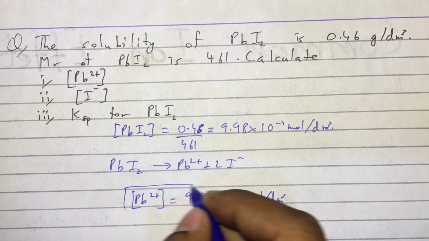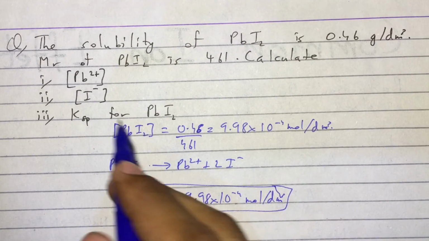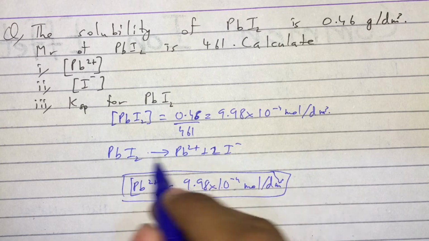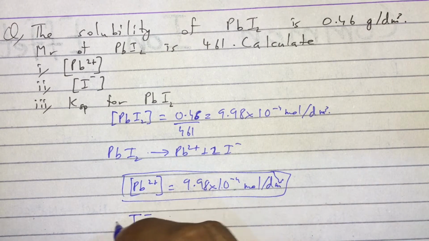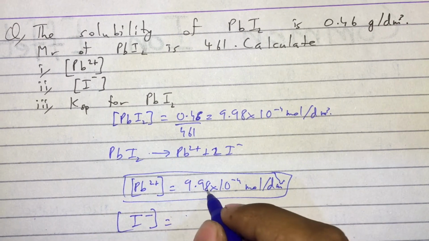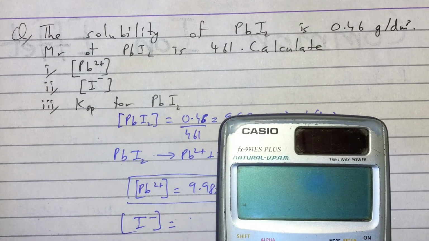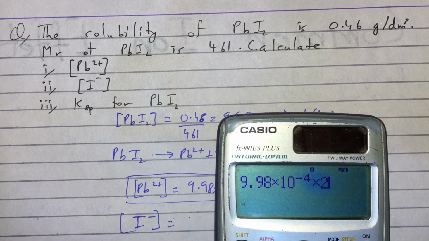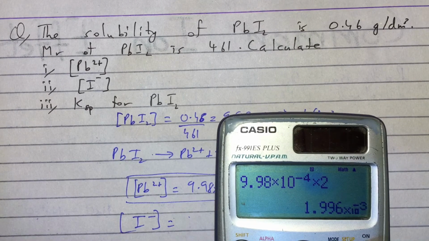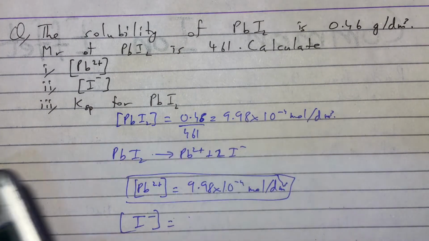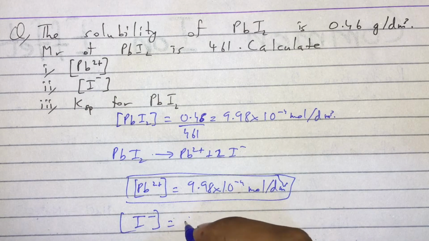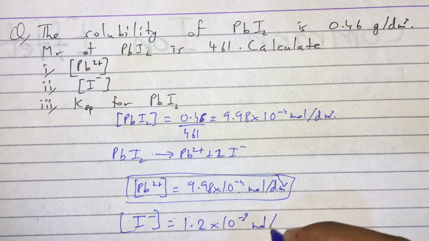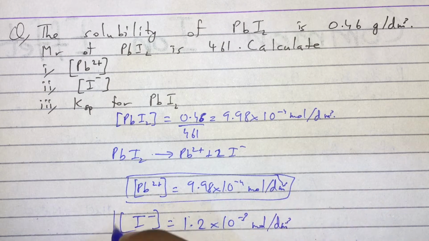whereas the concentration of I-, that is in the second part, will be twice of that because the molar ratio is 1:2. So I- concentration is 9.98 times 10 power negative 4 times 2. That is 1.2 times 10 power negative 3 mole per dm cube.